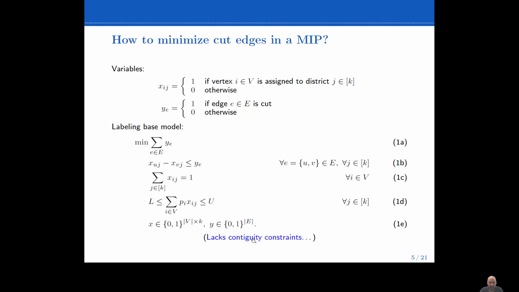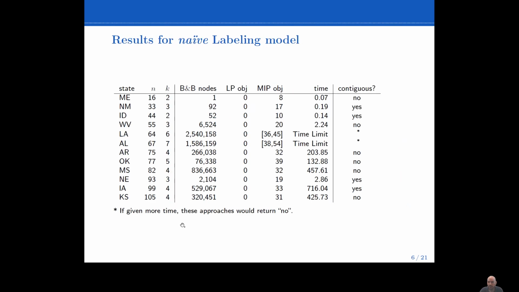I haven't given any contiguity constraints here. We'll talk about those on some later slides. But if you solve this model as is, you'll get some computational results like this. These are all county level instances. So Oklahoma has 77 counties and 5 congressional districts.